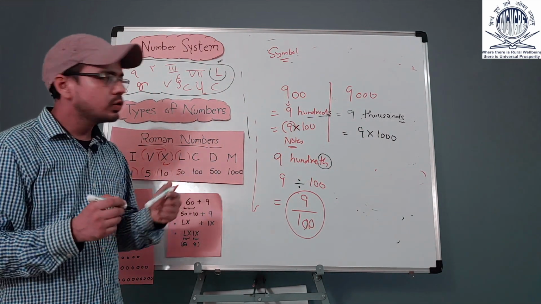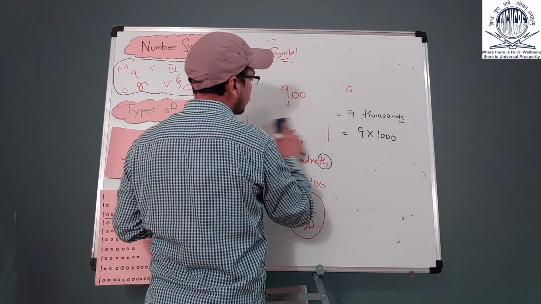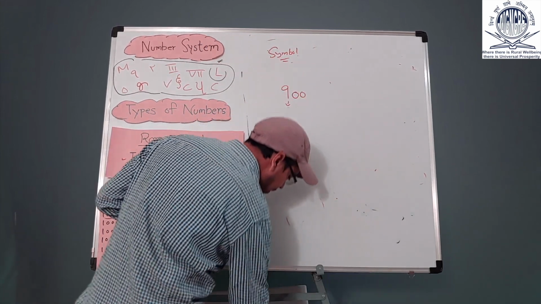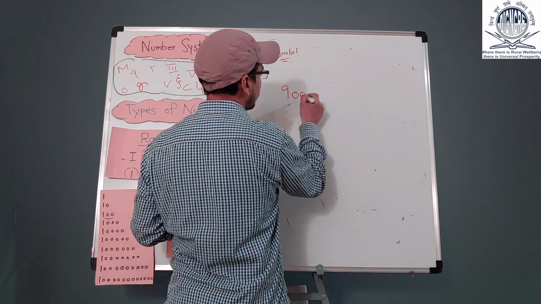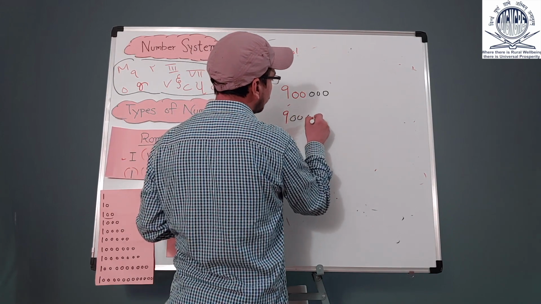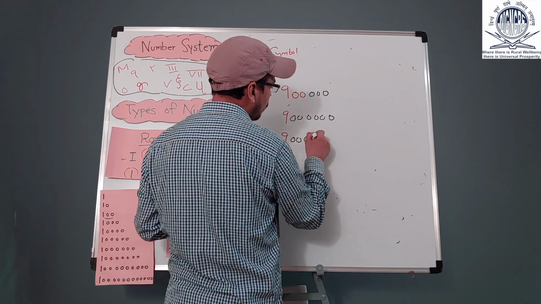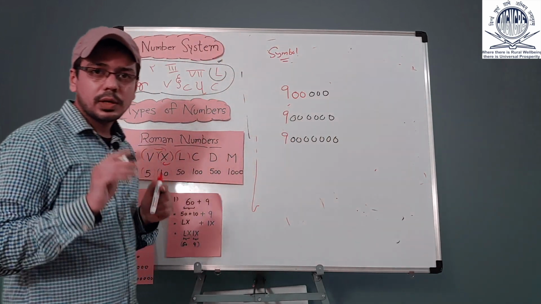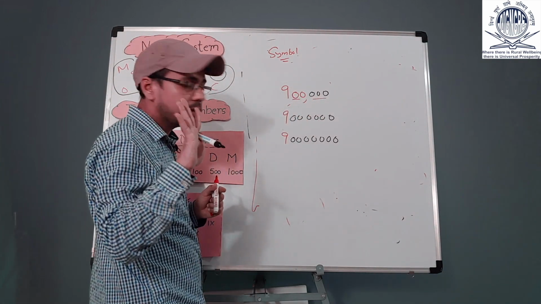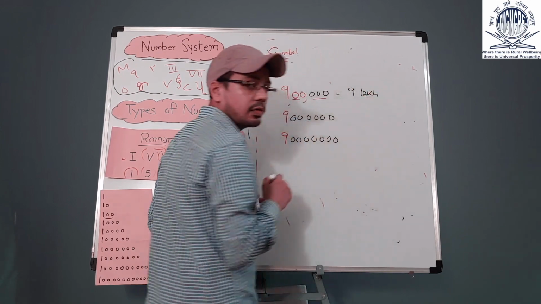Cool. Now let's try to put more zeros, and I'll just make some space over here. So what if I had over here 9 and 5 zeros, 1 2 3 4 5, and I have 9 and 6 zeros, 1 2 3 4 5 6. And what if I have 9 and 7 zeros? So let's try to figure this. So I have these 3 zeros and 2 zeros, which are 5 zeros. So this makes nothing but 9 lakh in the Indian system of counting.